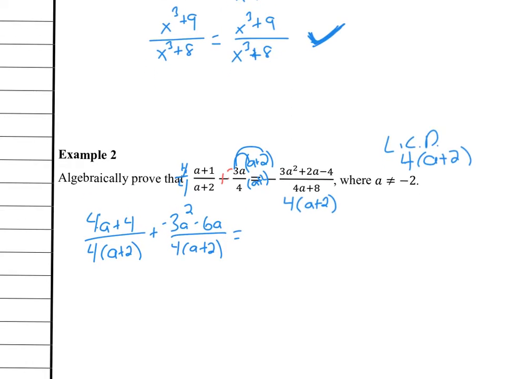I'm going to combine like terms. Notice my denominator is the same, so I'm just going to write one denominator, 4, and then a plus 2. Okay, so I have a negative 3a squared. I'm going to write that first, because we generally start with the highest power. But I'm going to combine like terms of 4a and negative 6a, giving me negative 2a. And then I have a plus 4.